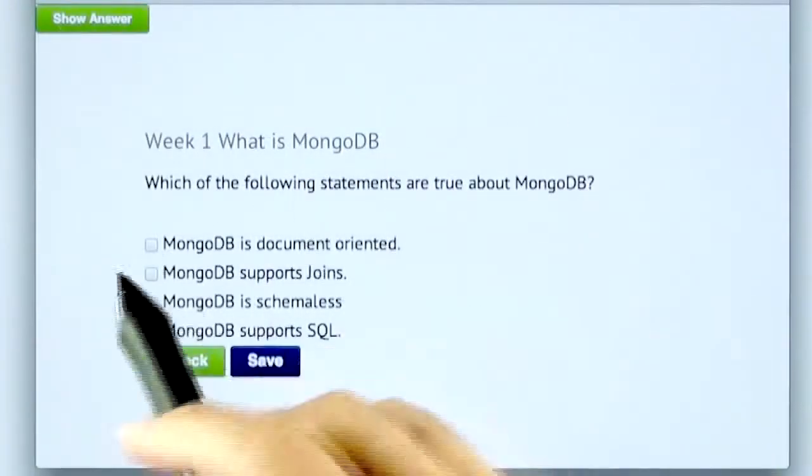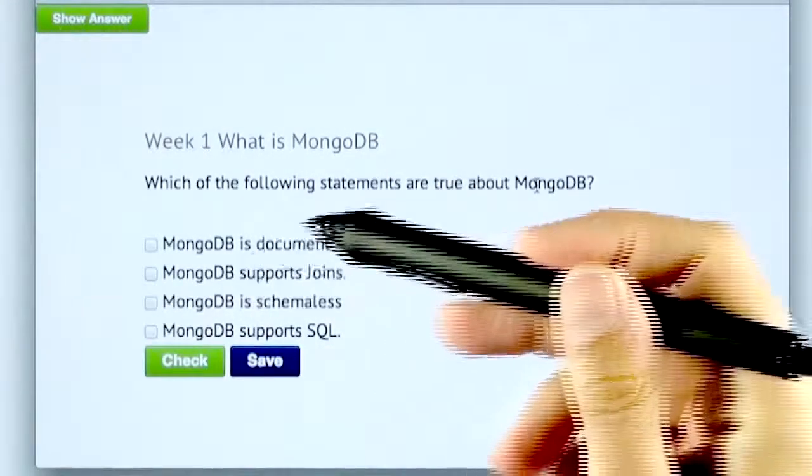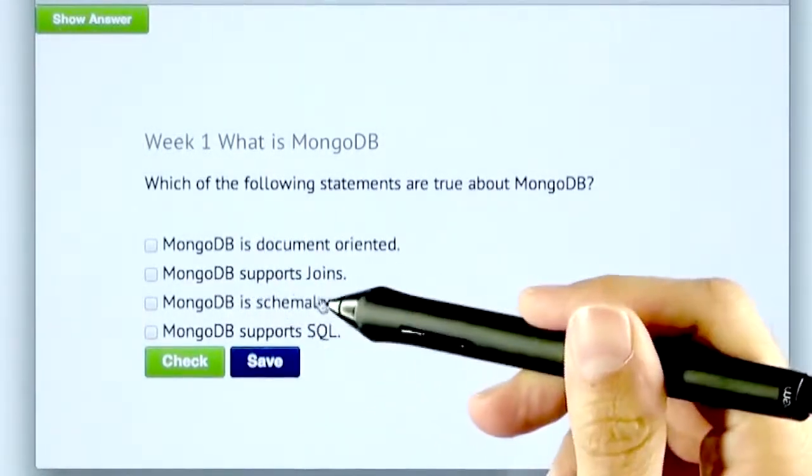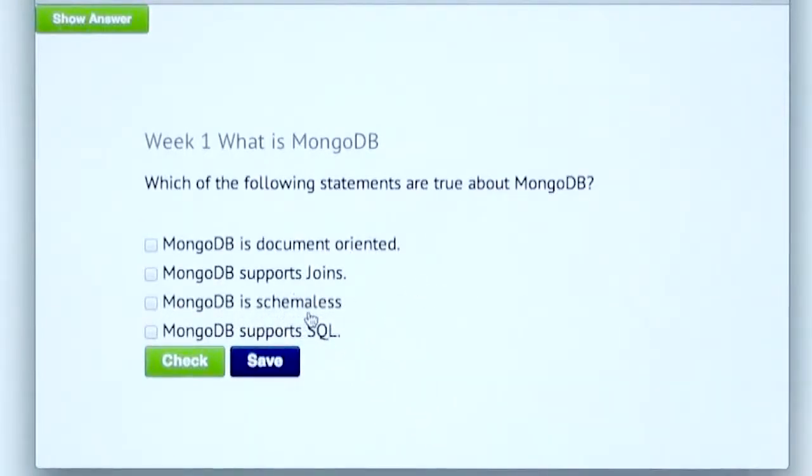Okay, it's time for a quiz. Which of the following statements are true about MongoDB? MongoDB is document-oriented, MongoDB supports joins, MongoDB is schemaless, and MongoDB supports SQL.